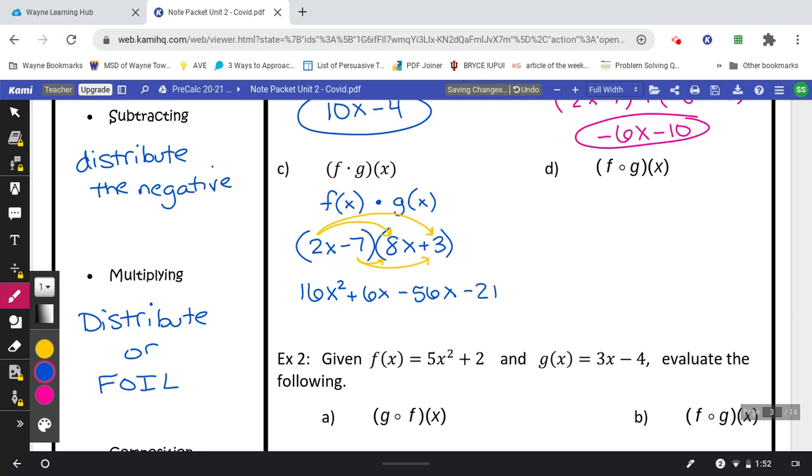All right, so those are the four things I get when I distribute, FOIL. And then I'm just going to combine my two like terms in the middle. 6x and negative 56x makes negative 50x.